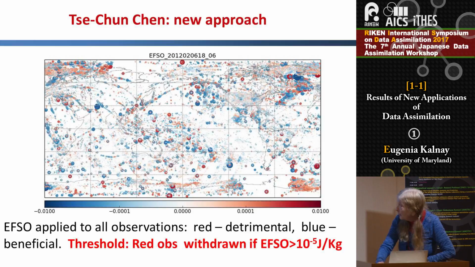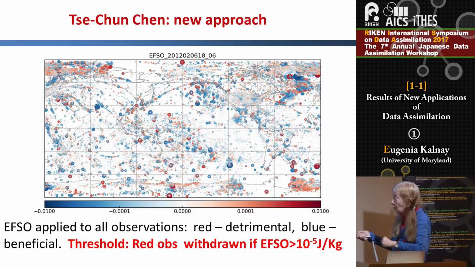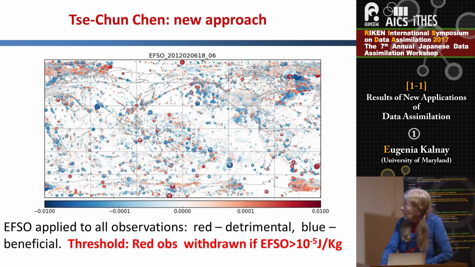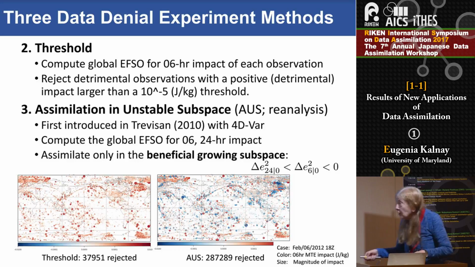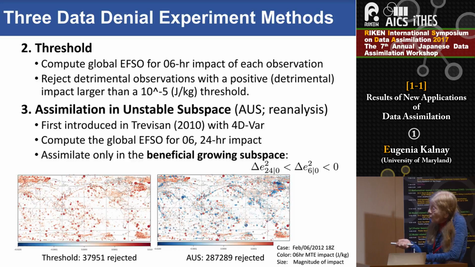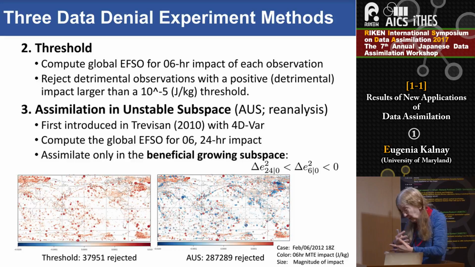So his simple suggestion was just keep all the observations unless they are shown to be detrimental and by more than 10 to the minus 5 joule per kilogram using the moist total energy. And he also ran three data denial experiments. The methods that he compared were Daisuke's regional detection, and then this threshold that I just mentioned that takes away all the red observations that are larger than a certain size. And then he thought of what Anna Trevisan had published, showing that it would be better. Well, for many years she has been saying data assimilation should take place on the growing error subspace, not on the whole subspace.